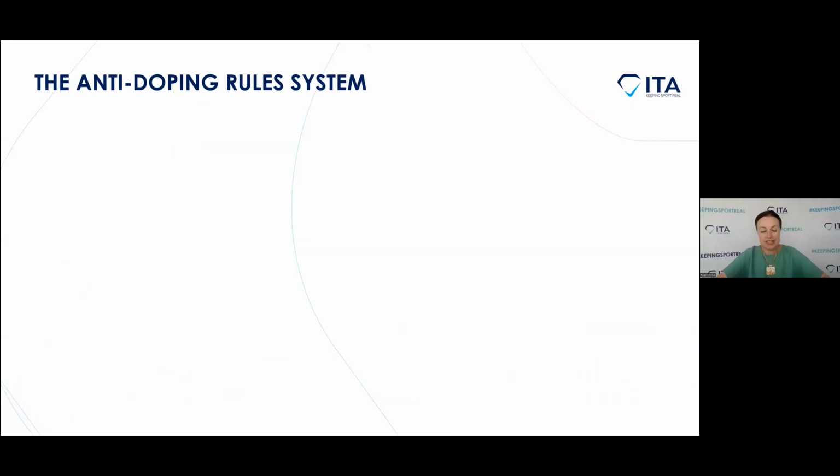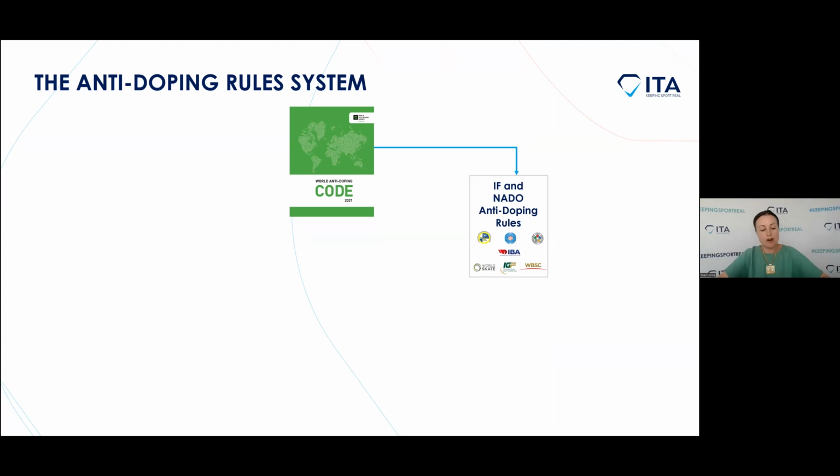Now, before we watch another video clip, let me do an introduction to WADA and some of the documents and terminology you will come across. WADA is the World Anti-Doping Agency, as we just learned, and the World Anti-Doping Code is the core document that harmonizes anti-doping policies, rules and regulations within sports organizations and public authorities around the world. All IFs and NADOs are required to have their own anti-doping rules, which are compliant with the code.